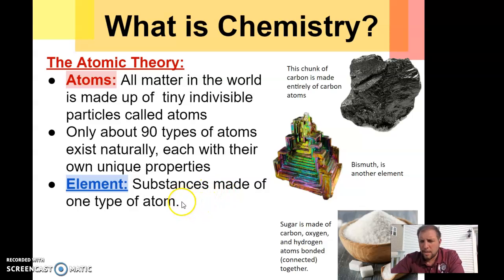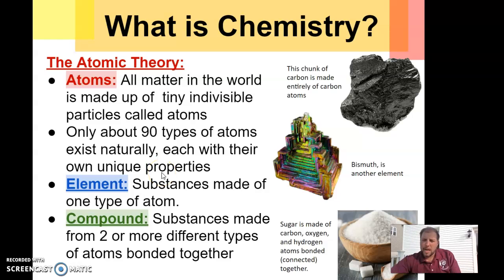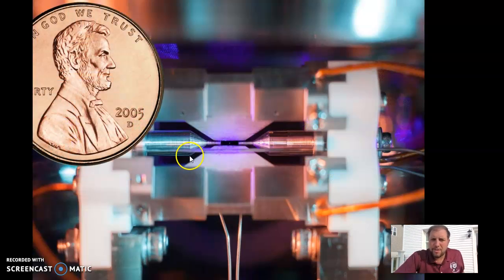It's also what we call anything that is made entirely out of one type of atom. So, for example, this silverish black rock is a chunk of pure carbon. This rainbow colored crystal is a chunk of pure bismuth. But now clearly there's more than 90 different types of things that exist in the world, which means that we have something else that exists as well, and that is compounds, because these 90 types of atoms can combine into millions and billions of different things. They join together two or more different types of atoms to form something entirely new, and that is called a compound.